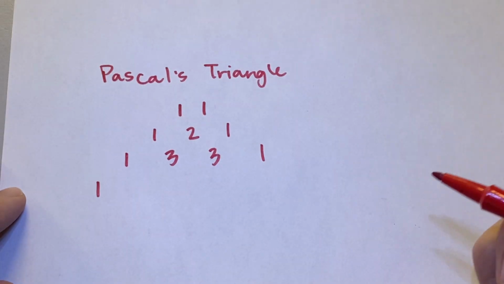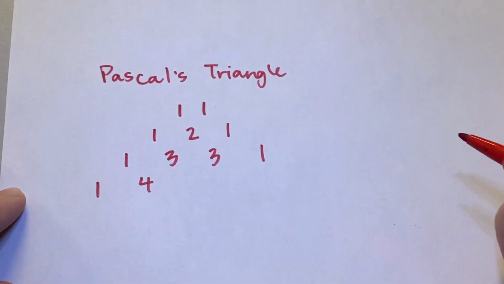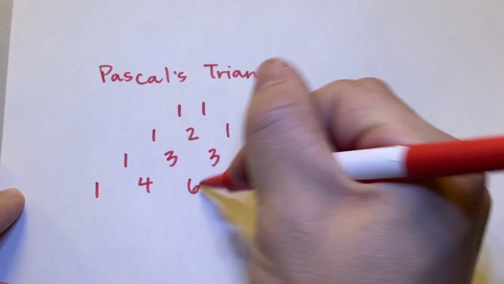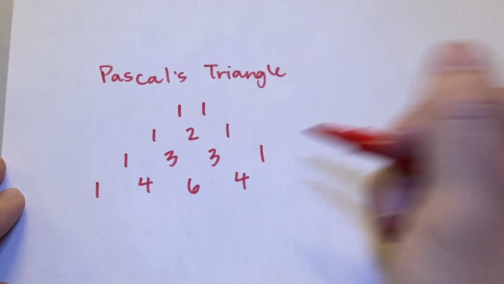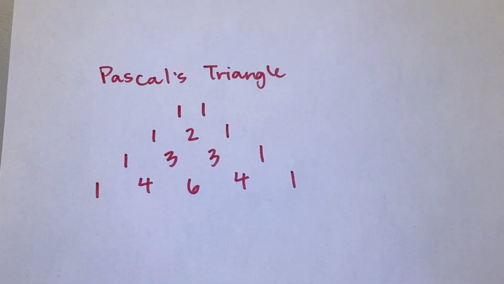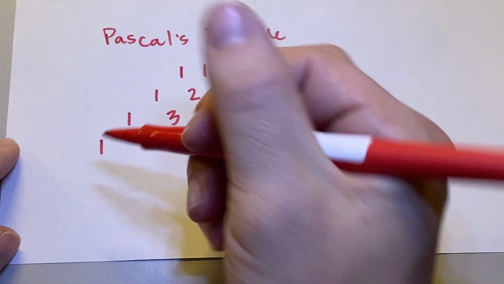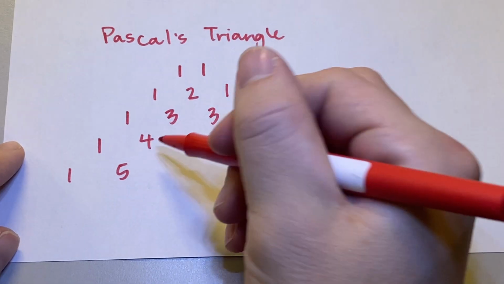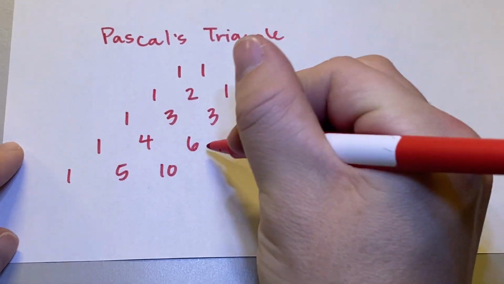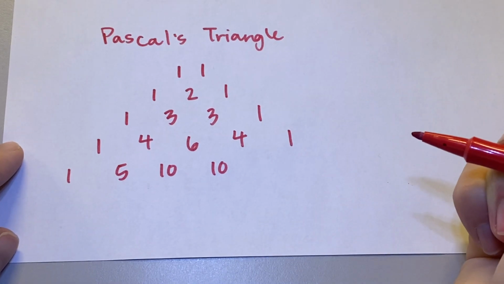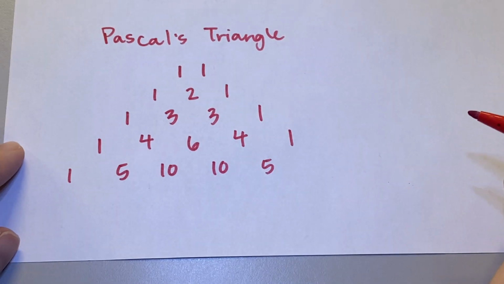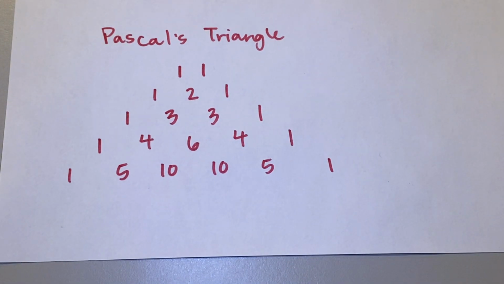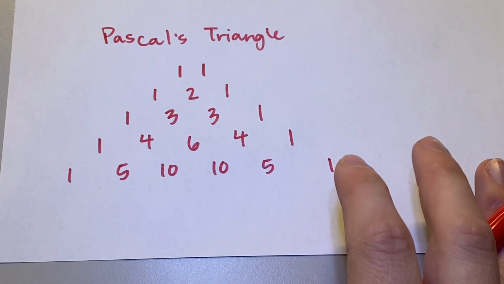Next row, start with your 1. 1 plus 3 is 4. 3 plus 3 is 6. 3 plus 1, 4 again. And end with a 1. Okay, let's go one more row. Start with your 1. 1 plus 4, 5. 4 plus 6, 10. 6 plus 4, also 10. 4 plus 1, 5, and end with a 1. So you'll kind of see that this pattern goes up and then goes back down, right? Okay, so hopefully up to the 5th power is all we need.